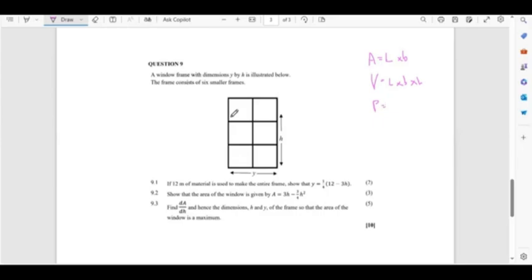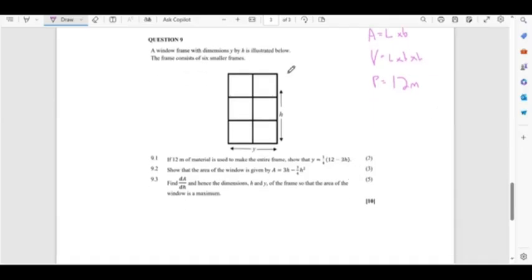Basically, when you add all sides of this window frame, the value that you would get as a result of that would be your perimeter. Now, they say if 12 meters of material is used to make the entire frame, meaning that the perimeter of this entire frame is 12 meters. Based on that information, we need to show that y can be written as 1 over 4 brackets 12 minus 3 multiplied by h close bracket. Now, let's go about doing that.